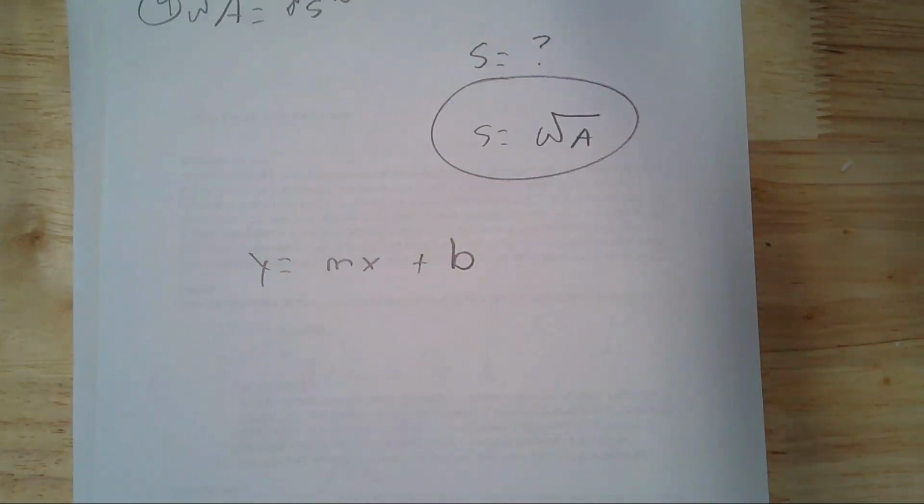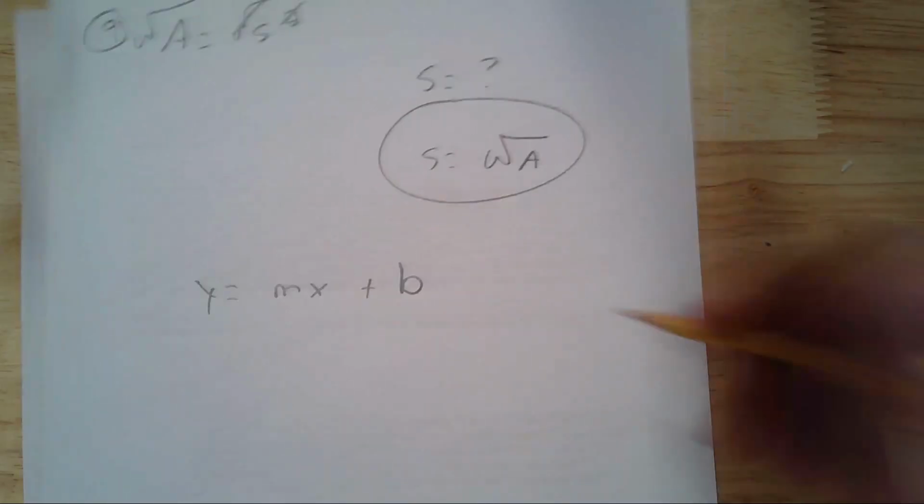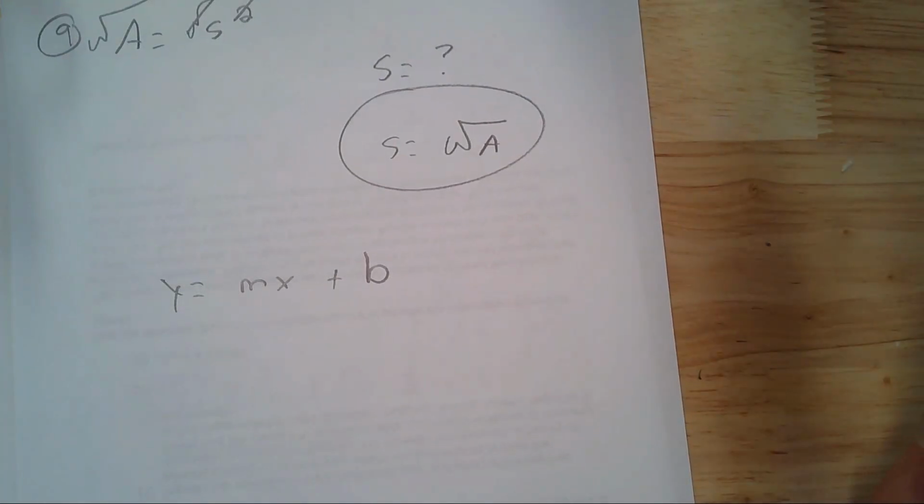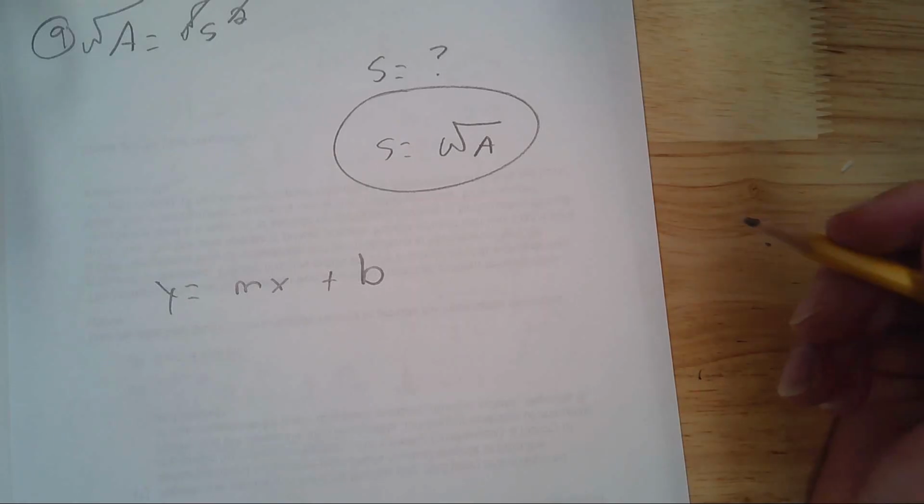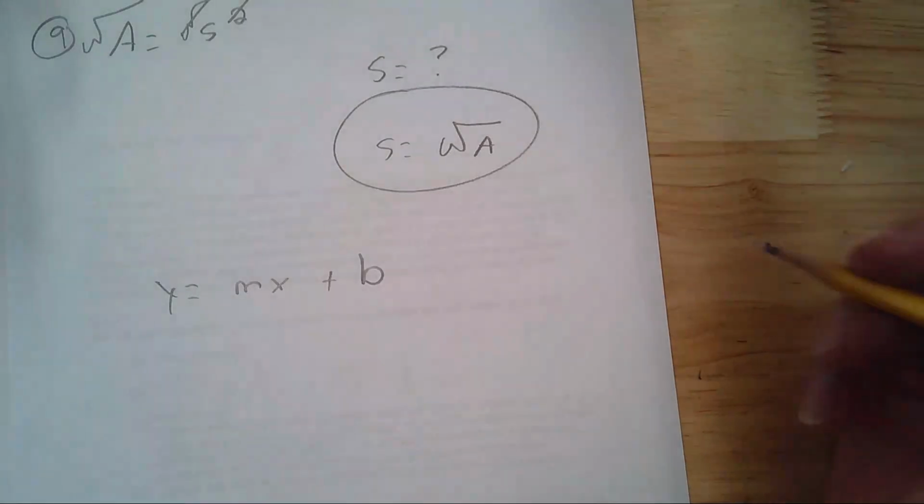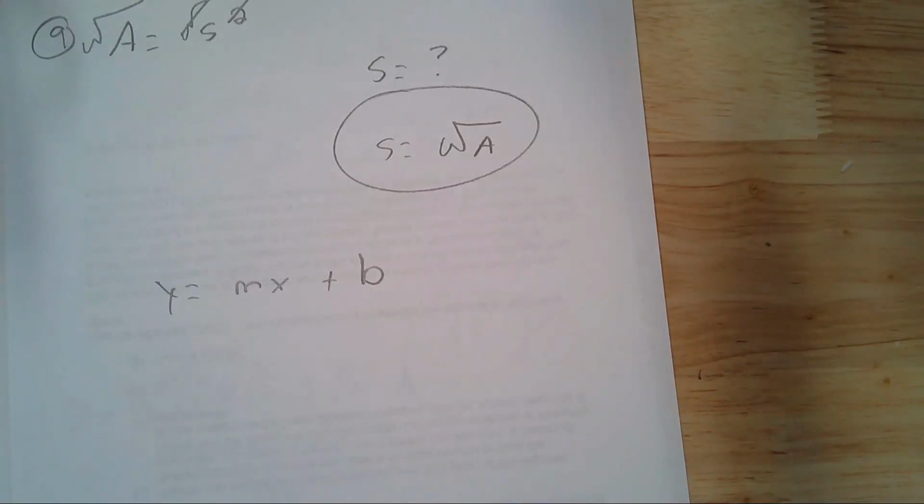Y equals mx plus b. Slope-intercept formula. Chapter 6. You'll learn this one. Colin, which letter do you want to solve for? The M, the X, or the B? You pick. Colin wants to solve for? Rewrite in terms of... How about this? Sam, you rewrite in terms of M. Faith, you rewrite in terms of X. Colin, you rewrite in terms of B.